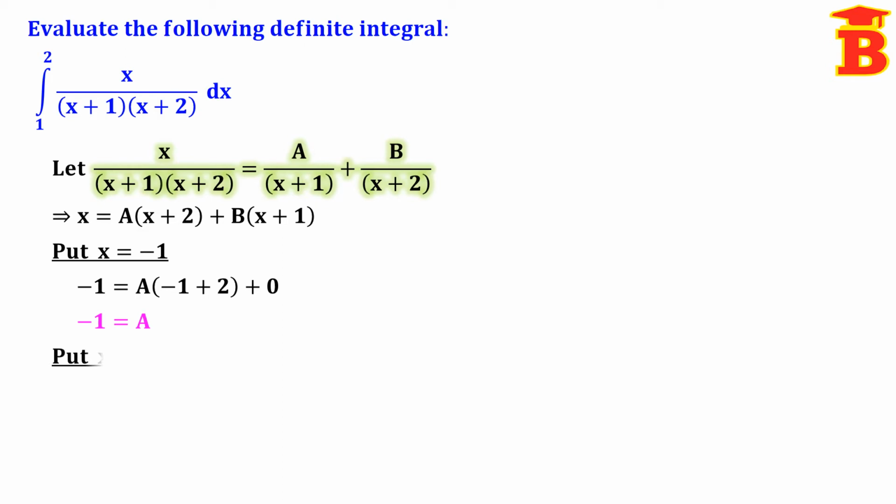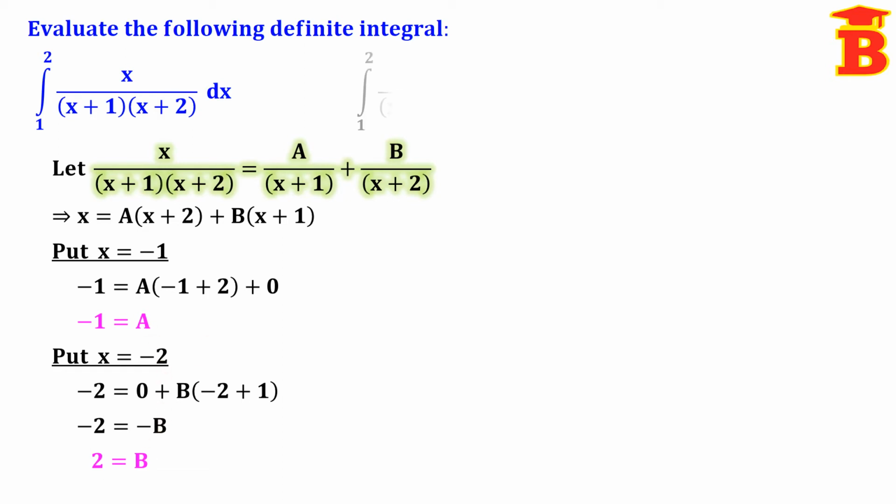Next put x is equal to minus 2. So minus 2 equal to this first term is 0 because minus 2 plus 2 is 0, 0 into anything 0, plus b into minus 2 plus 1. So this is minus 2 equal to minus b. Cancel minus sign, 2 equal to b. Now we have a, b values.